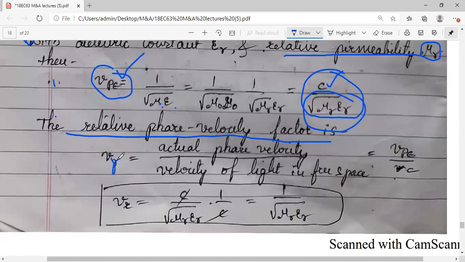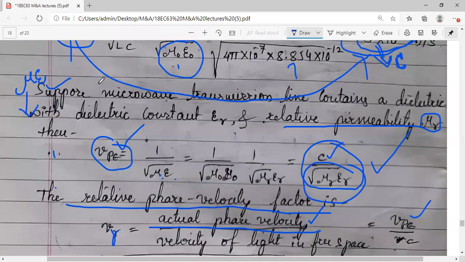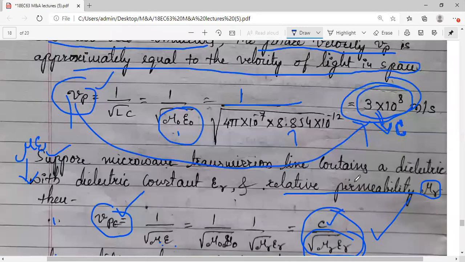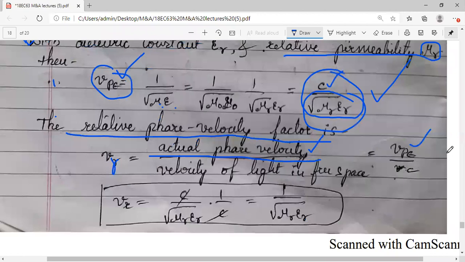So the relative phase velocity factor is given by the actual phase velocity, that is the general equation we got, divided by the velocity of light in free space. That's the first term. For air core conductors, what we calculated is that. That is directly c I have substituted. You can substitute 3 into 10 to the power of 8 also.